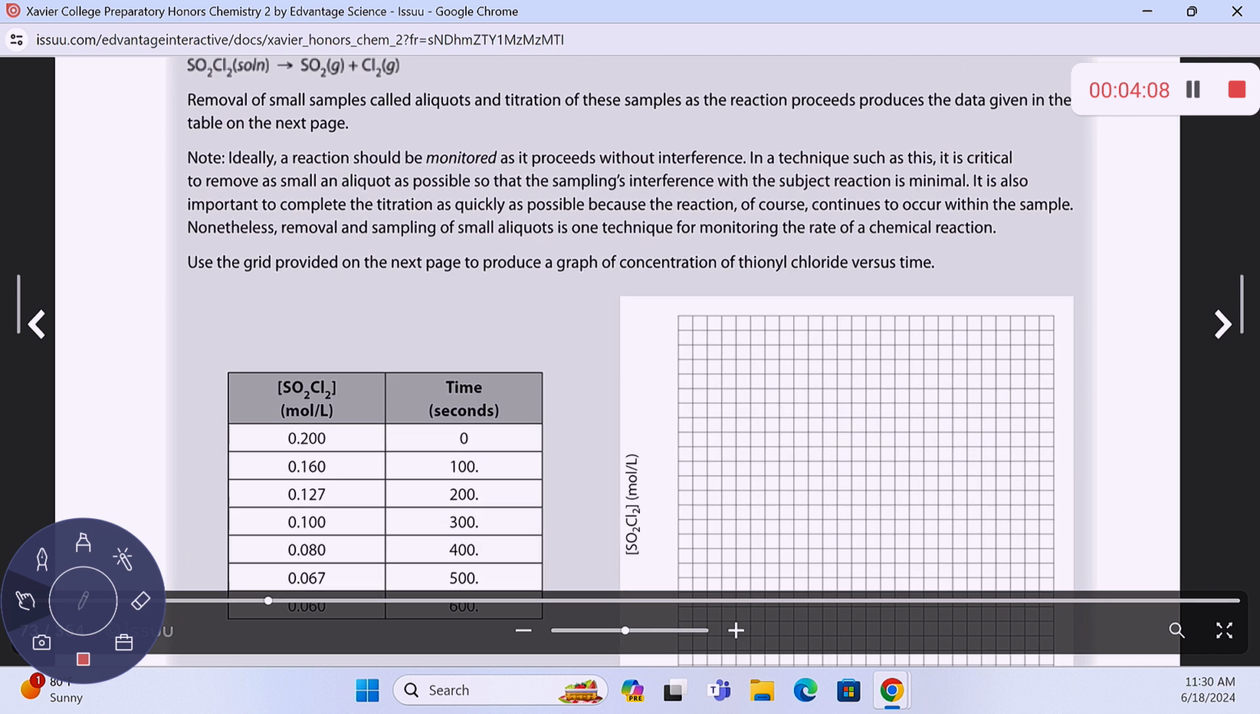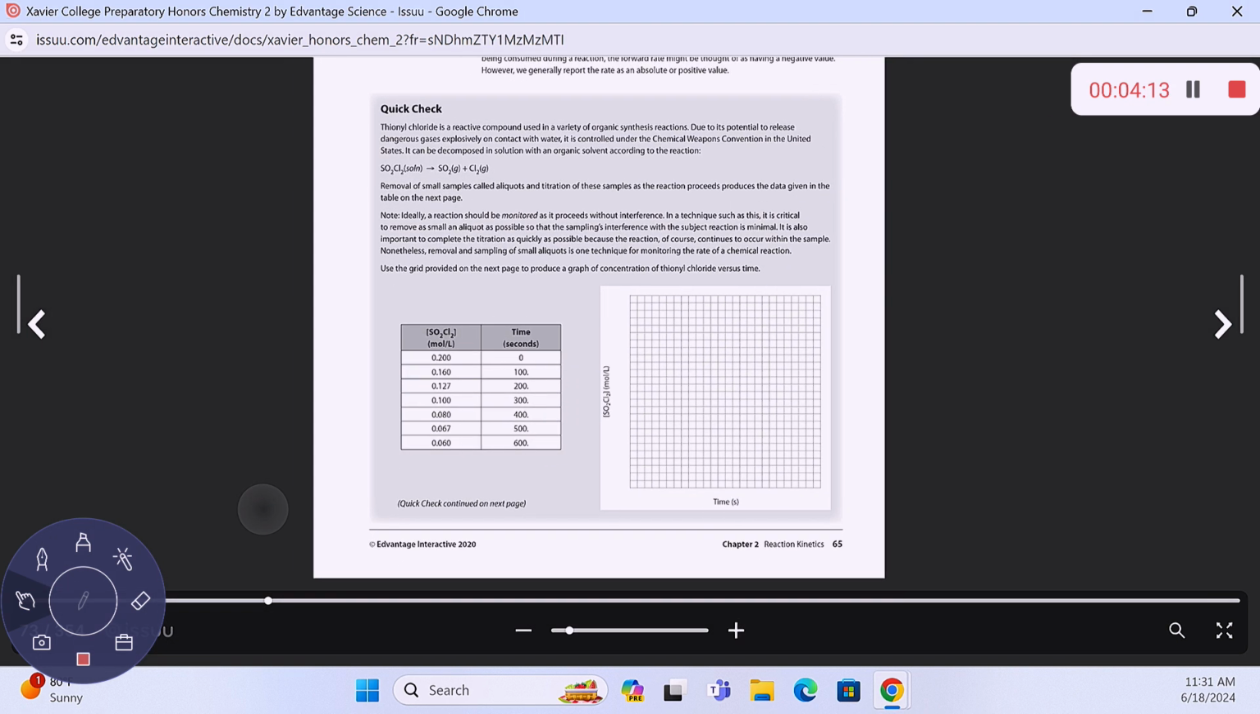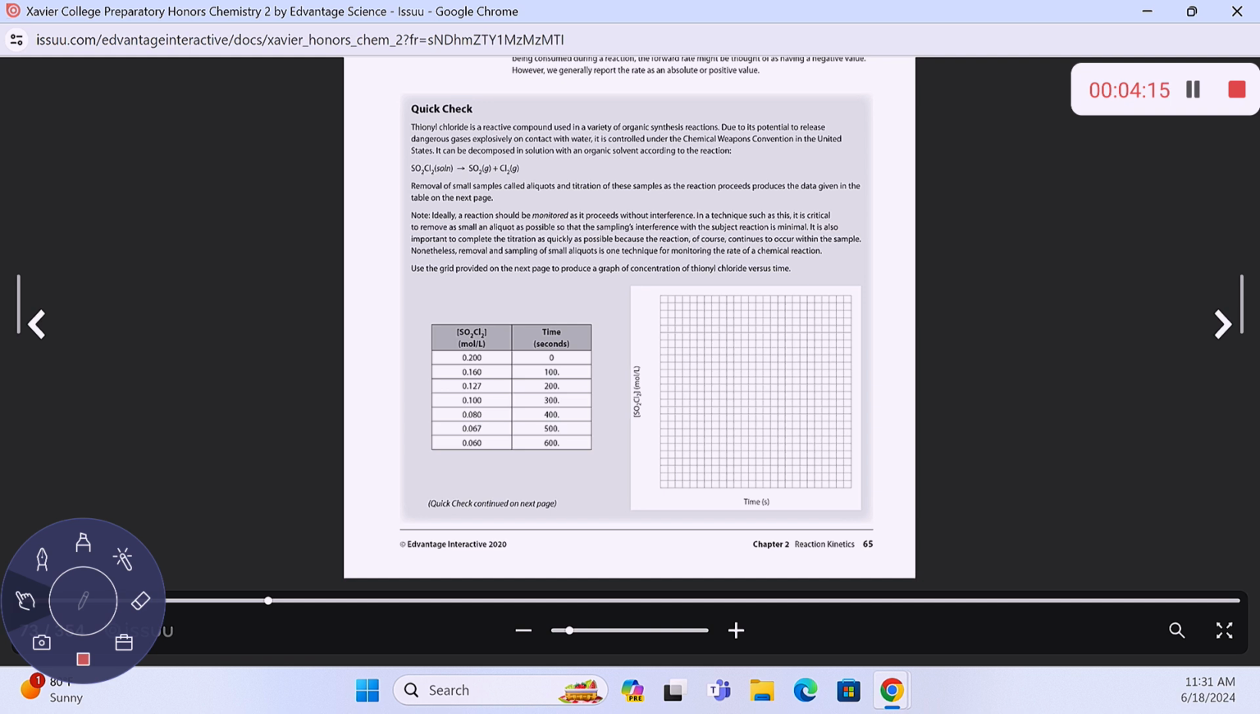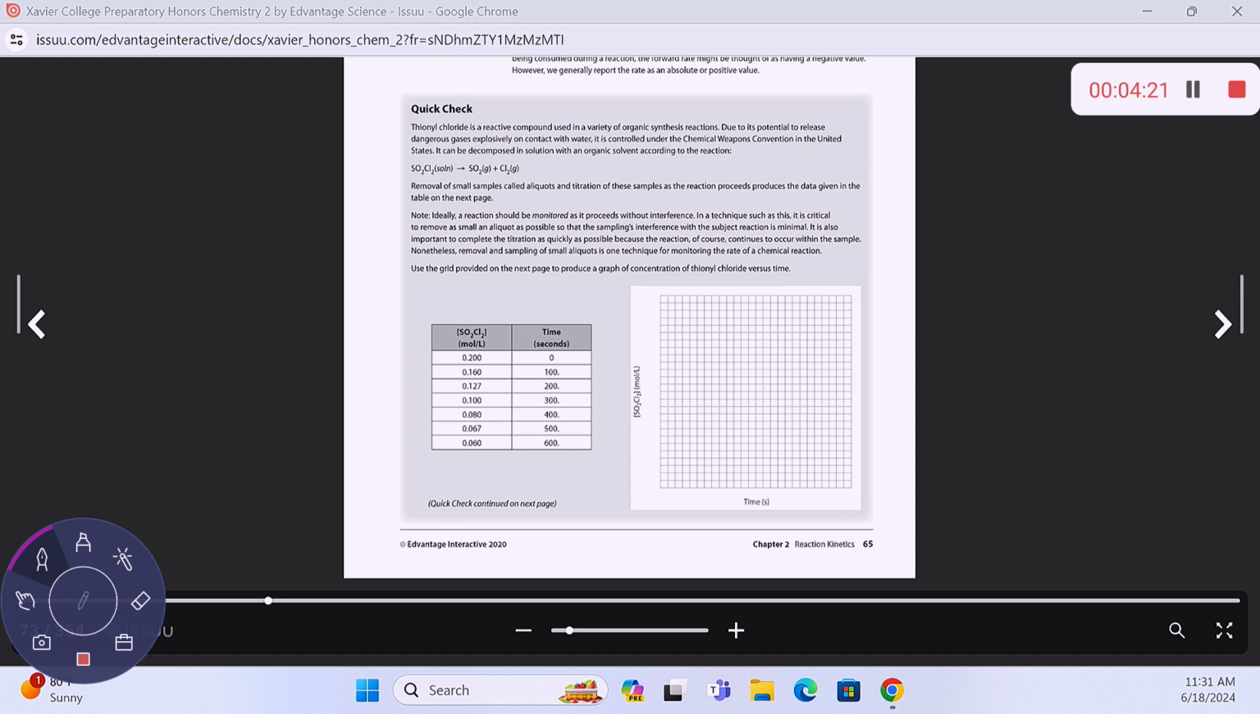Okay. Down here, they've given us an example of the consumption of something called thionyl chloride, and they gave us a bunch of data. If you were to plot this data, I'm not going to take a bunch of time doing it, but you would get a graph that looks something like this over time.